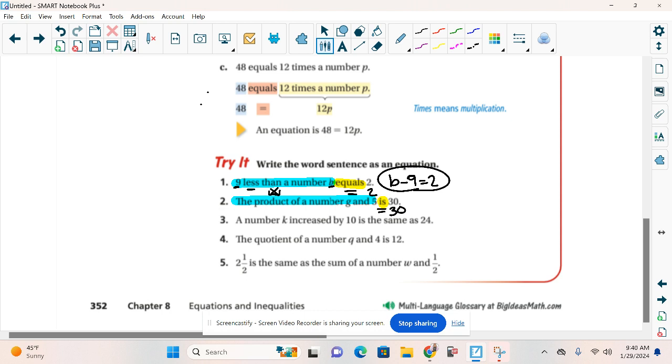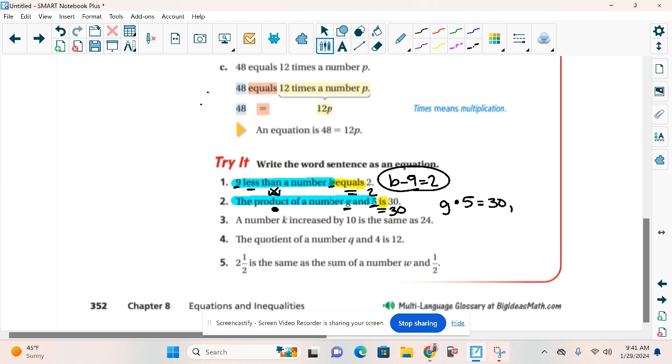What's my keyword? Product. What does product mean? Multiplication. It's the answer to a multiplication problem. So I'm multiplying. What am I multiplying? G and 5. So how can I write that? G times 5 equals 30.